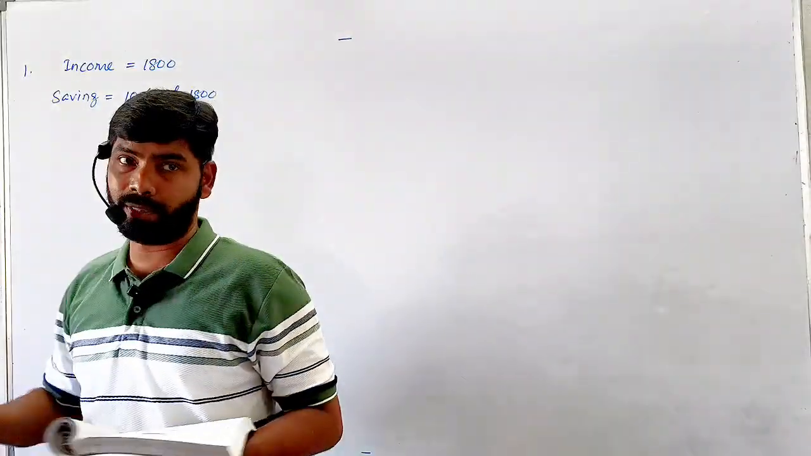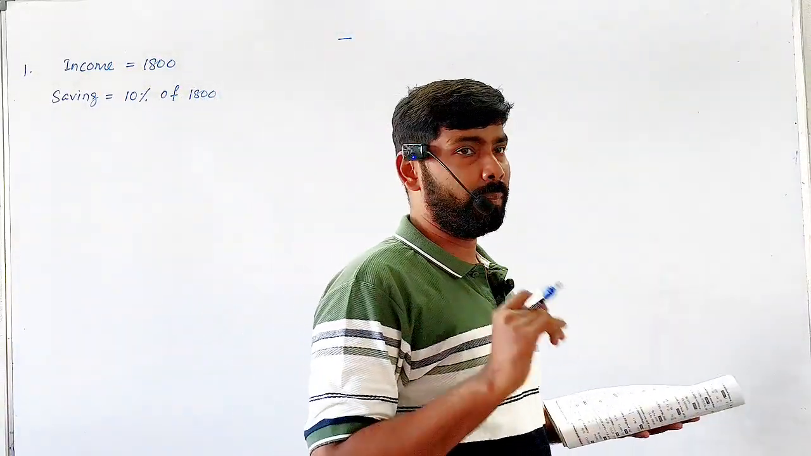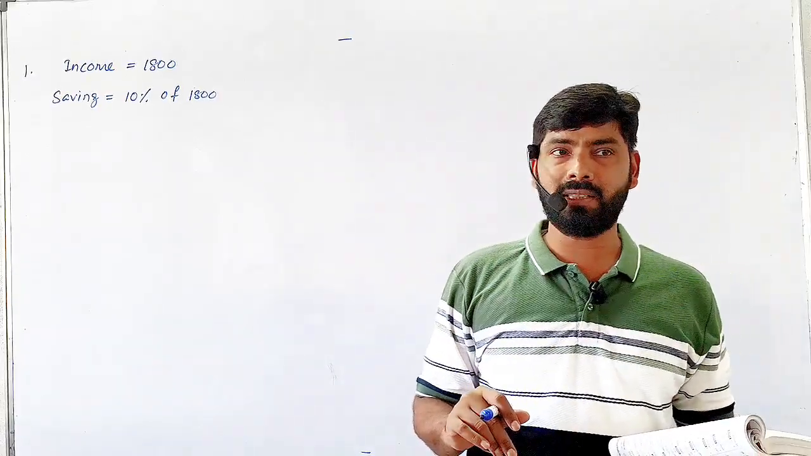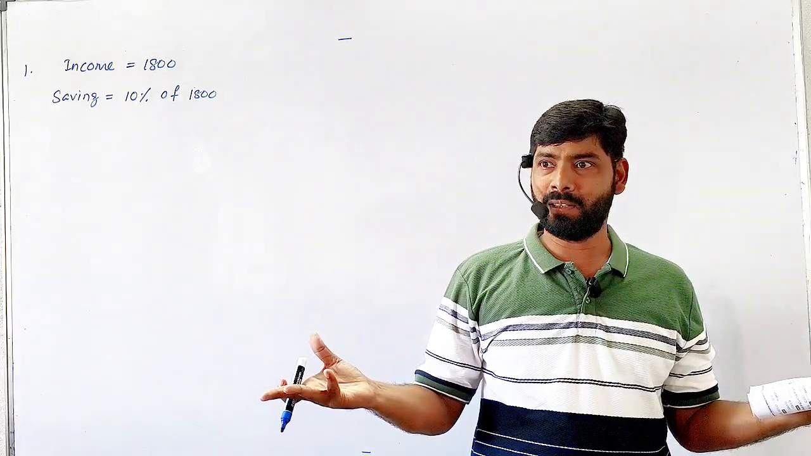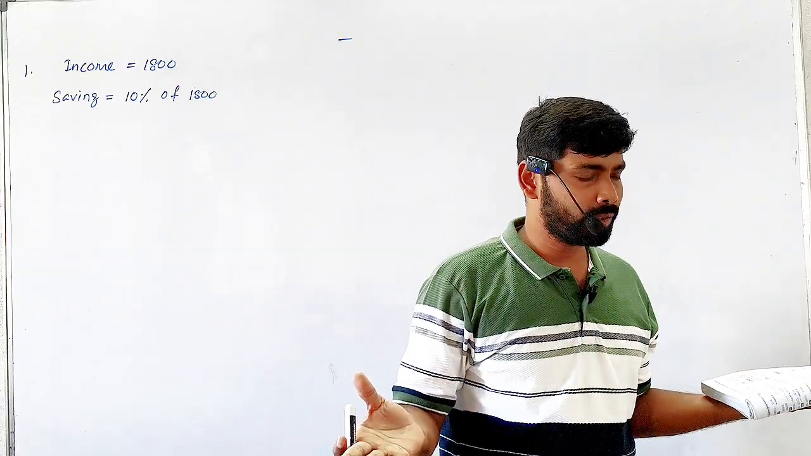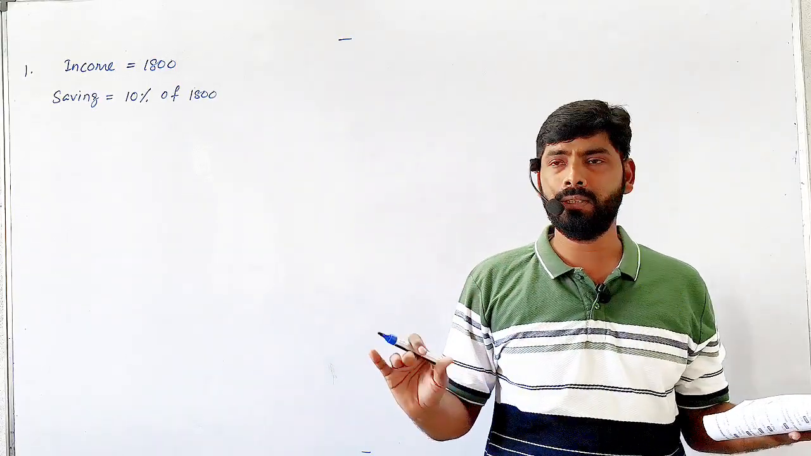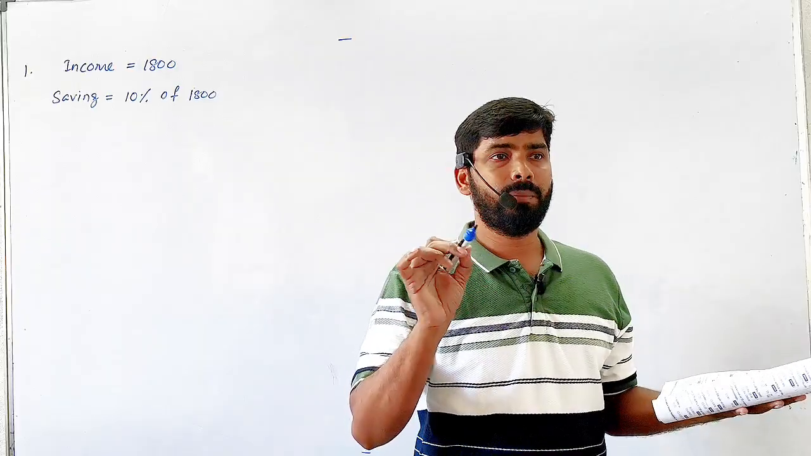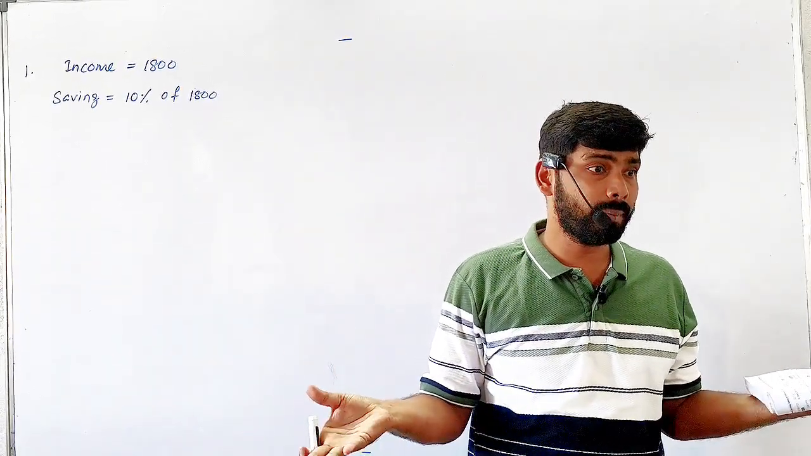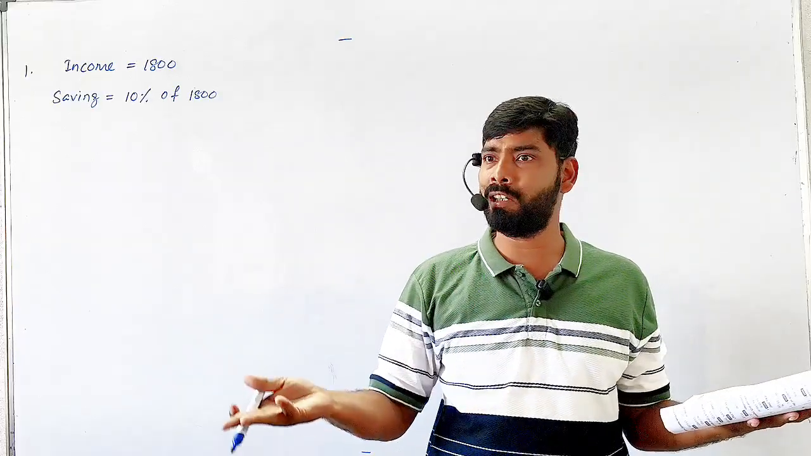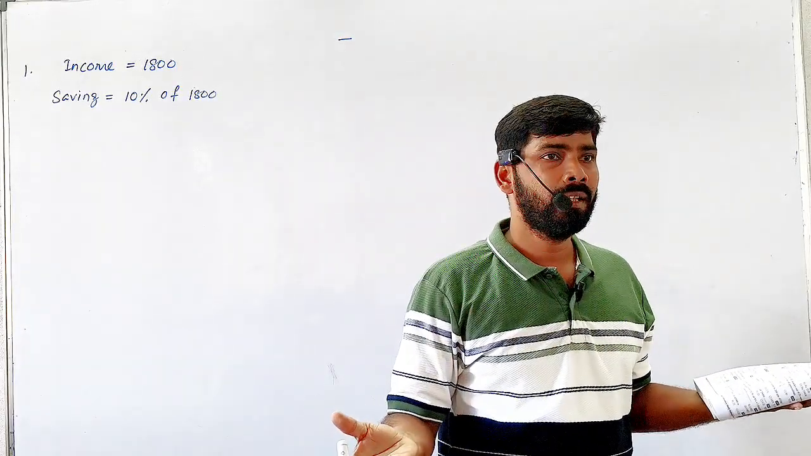So his saving is 10%. Then how much percentage does he spend? 90%. Yesterday I told you in many questions, once you answer, keep quiet. 10% he is saving, the remaining percentage is expenditure. How to find the remaining percentage? 100% minus 10%. 90% is expenditure.